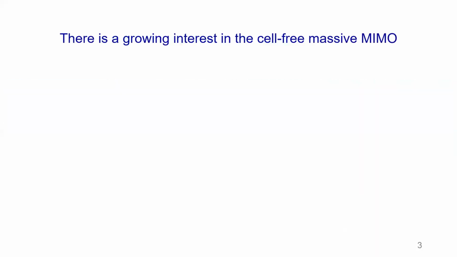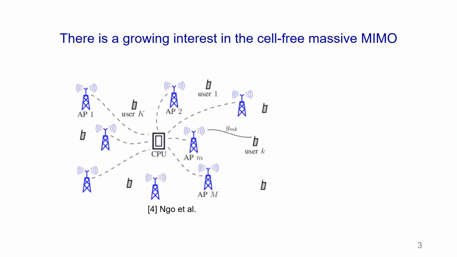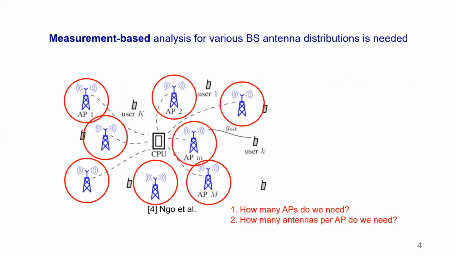One of the research topics discussed for the future of massive MIMO is cell-free massive MIMO, where the base station is distributed as multiple access points, APs, or remote radio heads to various locations to prevent performance losses at the cell edges. These APs are connected to a central processing unit, which conducts signal processing for multiple users, as introduced in reference 4 by Professor No and others.